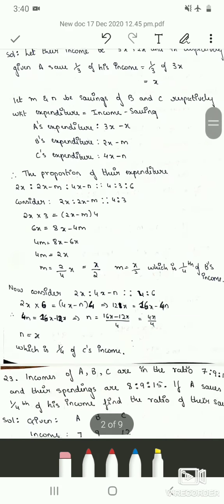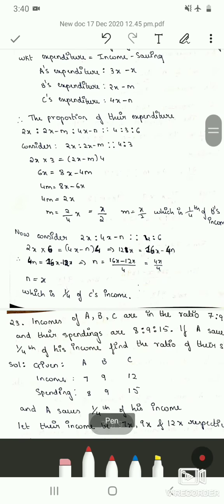So now, first let us consider the first two ratios, that is consider 2x is to 2x minus M as 4:3. So once you write the proportion, the next step would be to take the product of extremes and equate it to the product of means. So we get 2x into 3 is equal to 2x minus M into 4, and the next step is just the simplification.